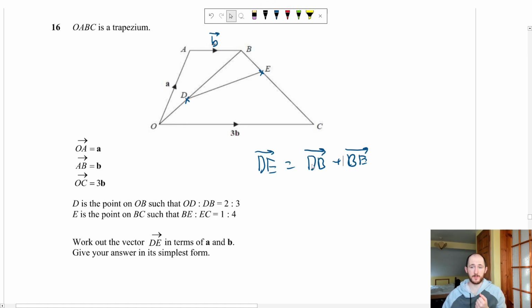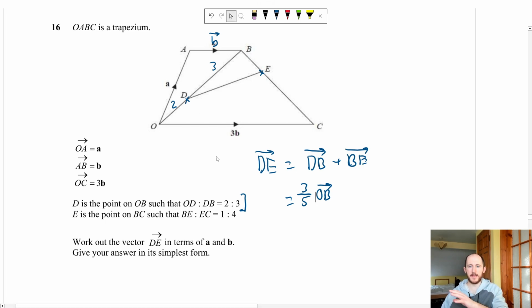Okay, do I know either of those vectors? Well, I don't know D to B and I don't know B to E. So I need to write these vectors in terms of other vectors. So if I look at D to B, we have a ratio here which illustrates it. It says O to D, so this part of the vector here is 2 parts and DB is 3 parts. So in total, the D to B part of this line, so if I put this out here, 2 and 3, is 3 out of 5 parts, right? It's 3 out of a total of 5 of the line O to B.